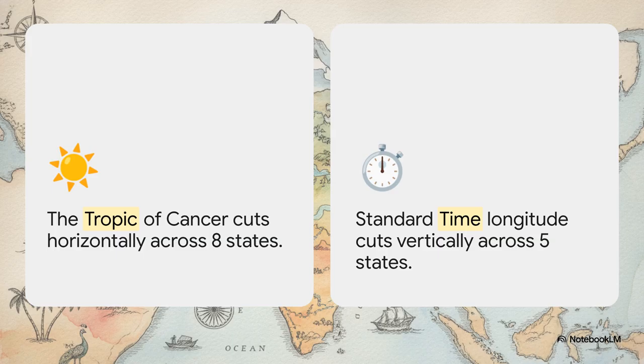This vertical IST line completely bypasses Telangana, even though it goes right through its neighbor, Andhra Pradesh.